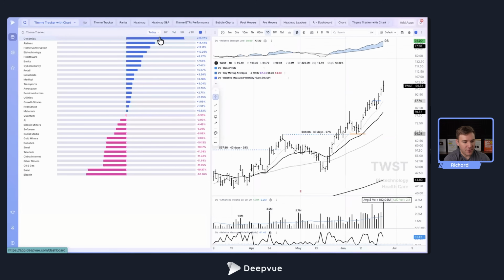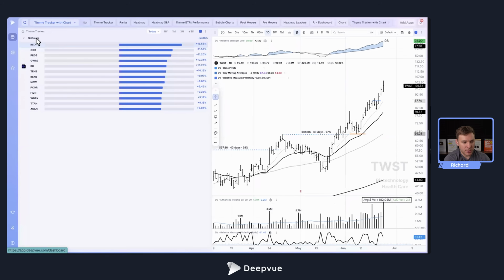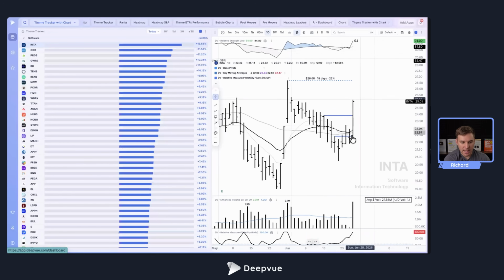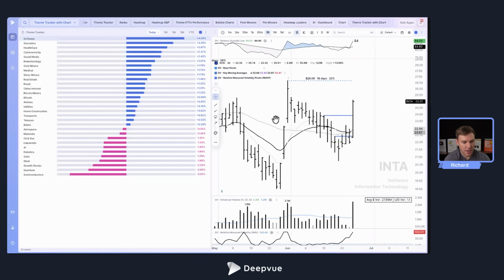And then some developing themes to keep an eye on, software. And then you see a few of the same. So genomics and healthcare continue to be very strong. Cyber also strong as well. Social media popping up here a little bit. So really software is the developing theme to keep an eye on. And like we said, this is a really cool time to be doing this webinar because we're clearly seeing that rotation in the theme tracker into software late last week.